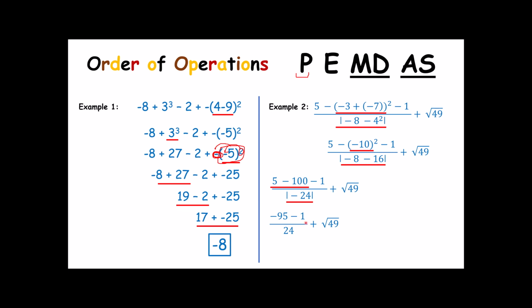Again, this acts as a grouping symbol, so I'm going to do what's on top, and there isn't anything left to do on bottom. That makes this negative 96 over 24 plus 49. Now notice what's left. This is a division bar plus a square root. I'm going to go ahead and do the exponent or square root next. That's a 7. Then I'm going to do the division. That's a negative 4. And the addition comes last, giving us a 3.